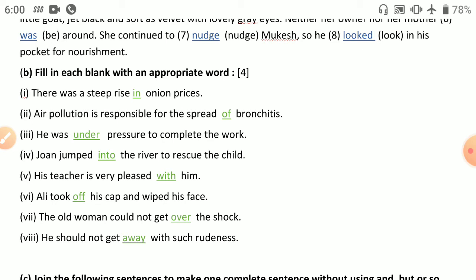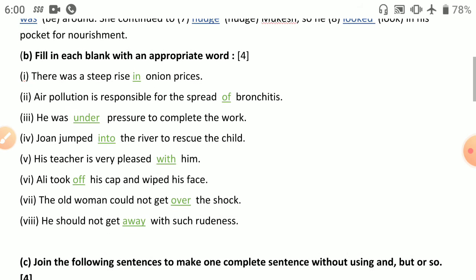Ali took off his cap and wiped his face. So took off is a phrasal verb. Took off means remove or take it away. That is the meaning. Remove your shoes, you can say took off your shoes, like that. The old woman could not get over the shock. I cannot get over this problem. Get over. He should not get away with such rudeness. That means he should not be allowed so much leniency. He should not be treated so easily, so casually. He cannot get away with such rudeness.